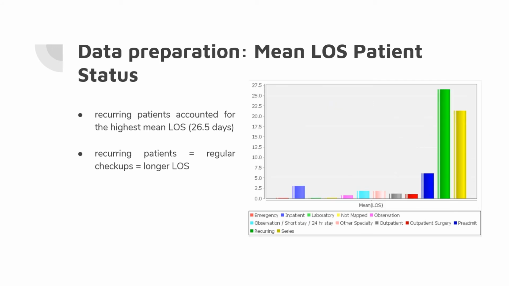This next slide depicts our visualization for the mean LOS for our variable patient status. Patient status indicates whether it was emergency, inpatient, laboratory, outpatient, etc. Looking at the bar chart, it appears the recurring and series patient types have the highest mean LOS. So those values could have a significant impact on our models.